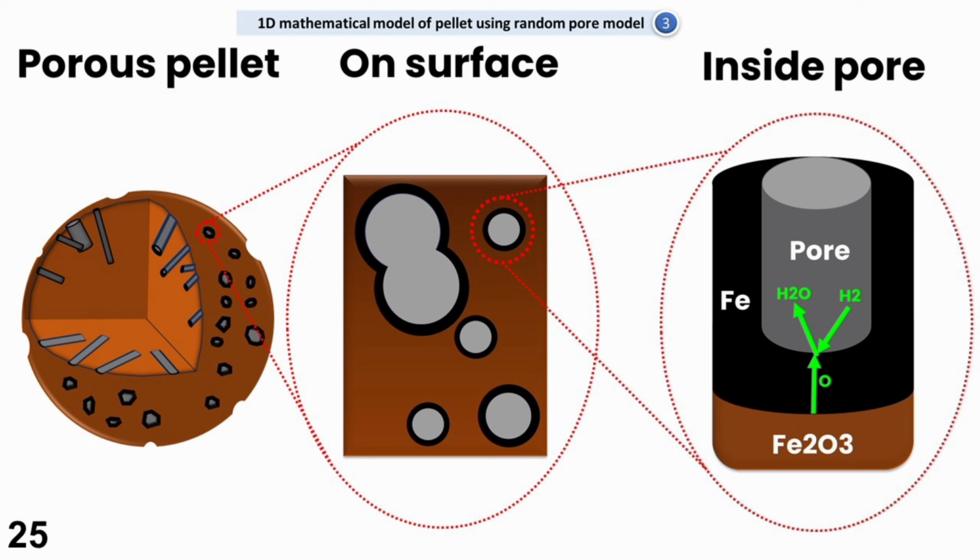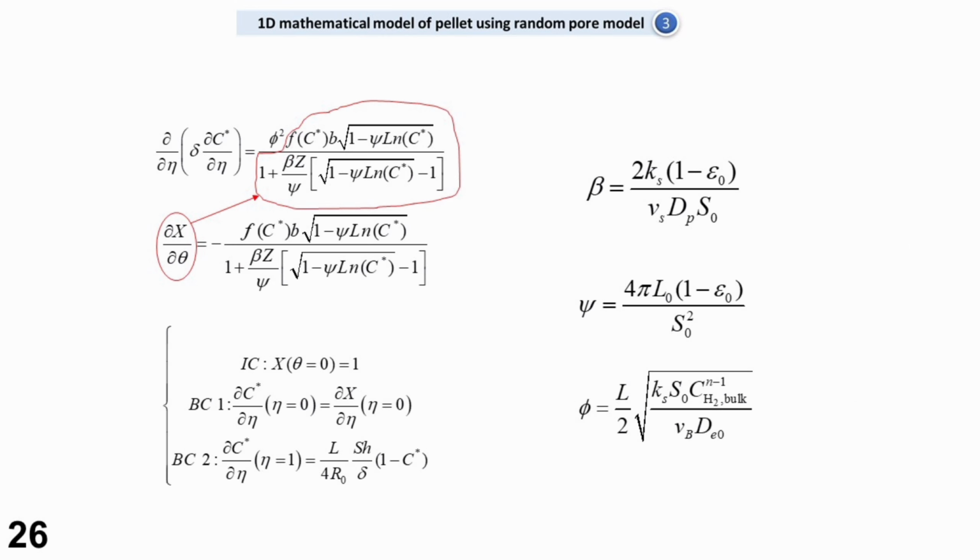In the third model of pellet, we use the random pore model to examine structural parameters like pore size. This model includes two coupled partial differential equations and uses the Biot number to represent the resistance of product layer, and the Thiele modulus to assess the influence of reaction rate and diffusion.